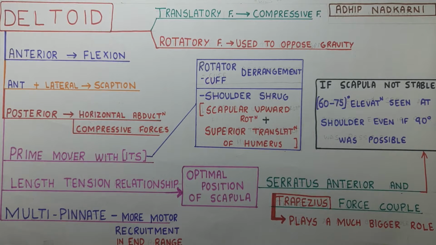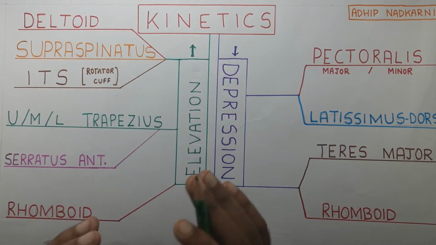So I really don't know why serratus anterior is given the title of the prime mover, because I feel like trapezius is the one deserving it. So if you guys find out, just let me know in the comments or maybe on Instagram. So that's it for deltoid. Now let's move on to the other muscles. So what did we cover till now?